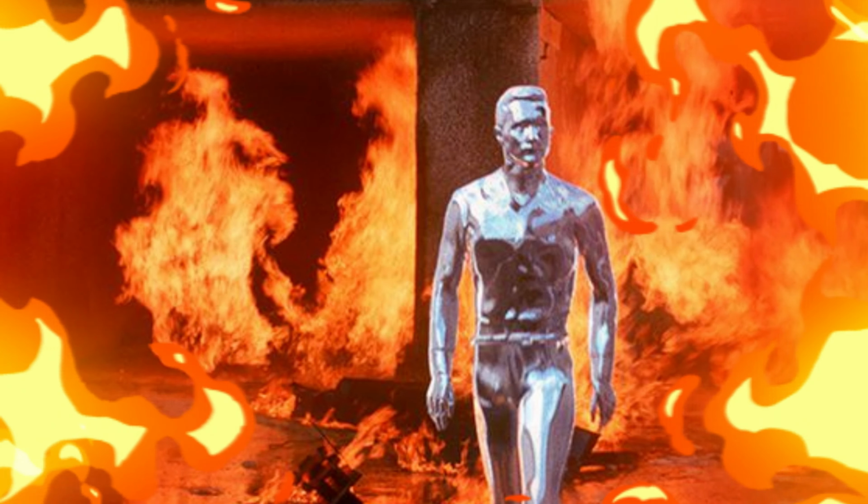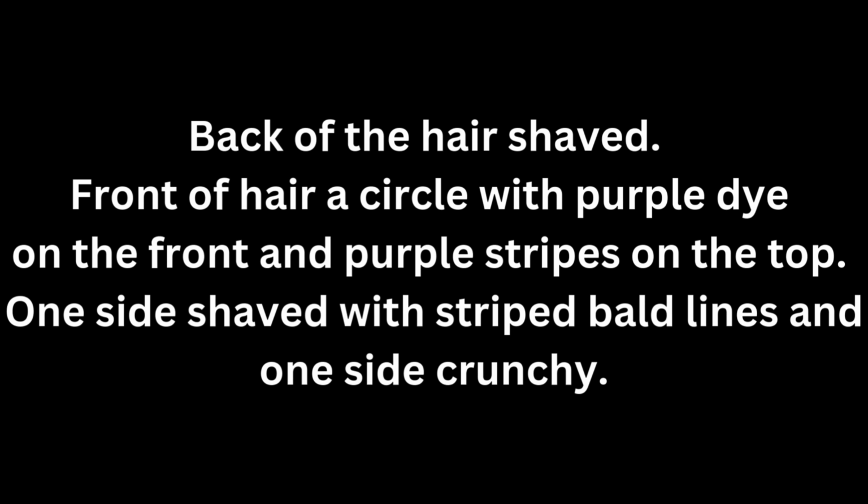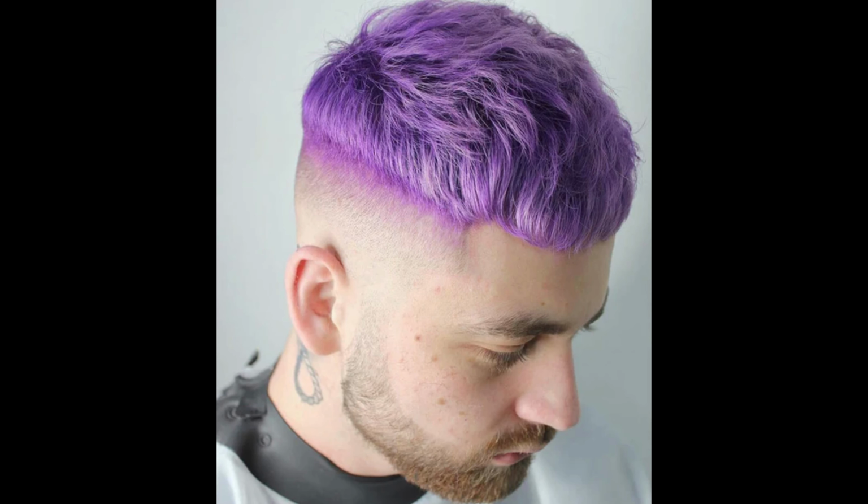You can also add effects to your movie with this software. You can also make hairstyles for your characters. To do this, you'll need to type out how you want the hairstyle to look. For example, back of the hair shaved, front of hair a circle with purple dye on the front and purple stripes on the top. One side shaved with striped ball lines and one side crunchy. You can also change their hair color and add things to them like tattoos.